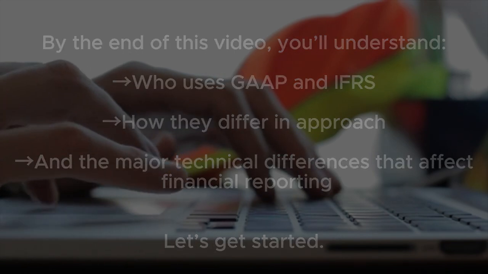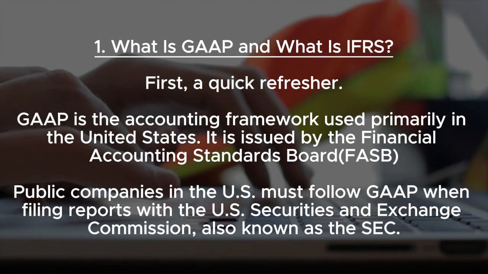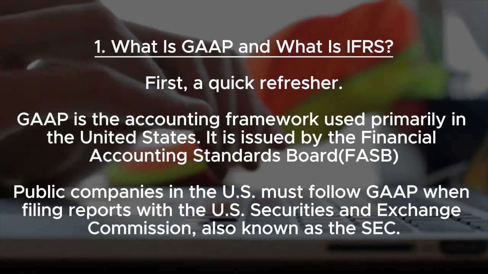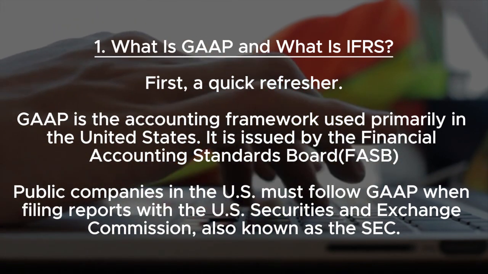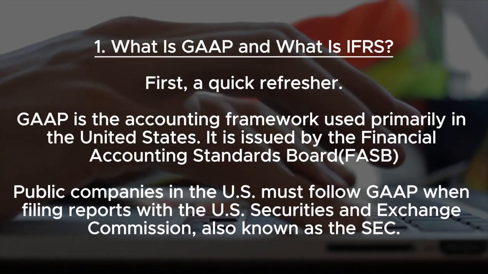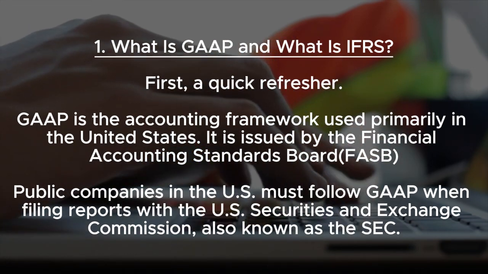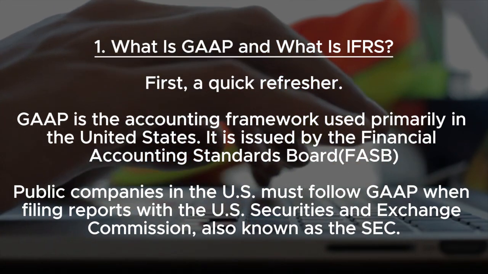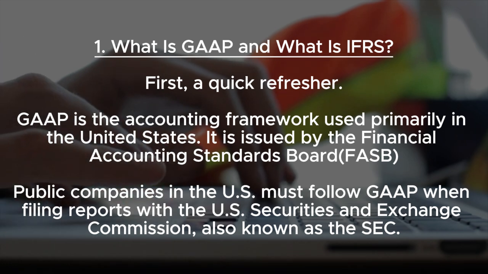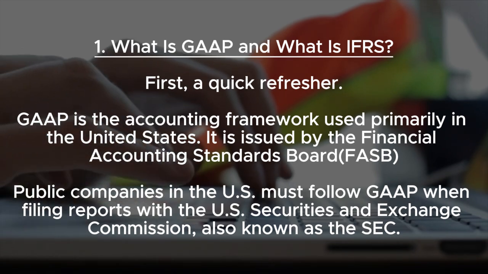Let's get started. 1. What is GAAP and what is IFRS? First, a quick refresher. GAAP is the accounting framework used primarily in the United States. It is issued by the Financial Accounting Standards Board, or FASB. Public companies in the U.S. must follow GAAP when filing reports with the U.S. Securities and Exchange Commission, also known as the SEC.